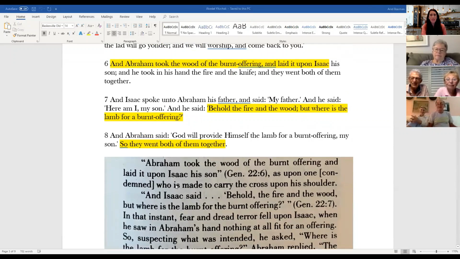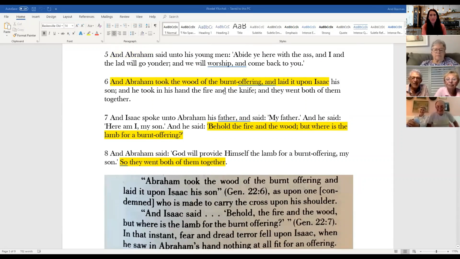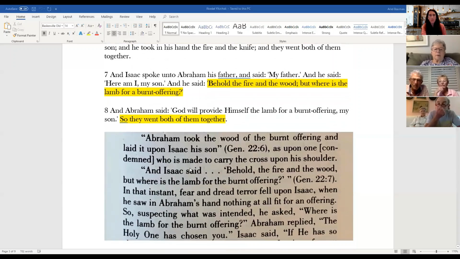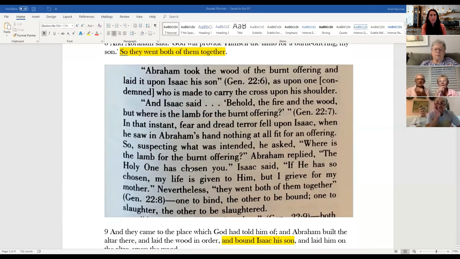Let's see what the rabbi said. So the next Midrashim are going to comment on these verses that I highlighted. And Abraham took the wood for the burnt offering and laid it upon Isaac. Behold the fire and the wood, but where is the lamb? And they went both of them together. So those are going to be the verses that the rabbis comment on. Abraham took the wood of the burnt offering and laid it upon Isaac his son, as upon one condemned who is made to carry the cross upon his shoulder.